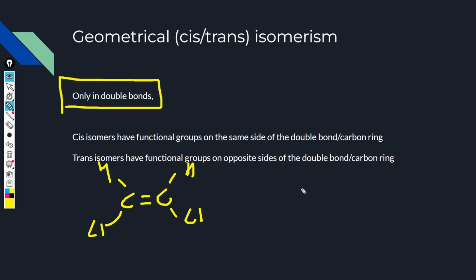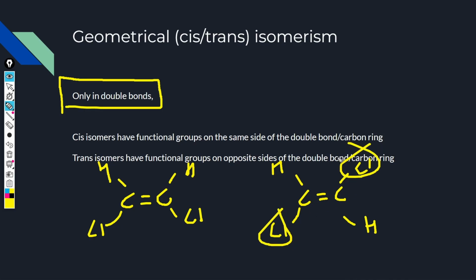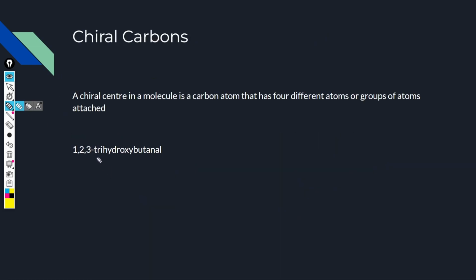So the name of this would be cis-1,2-dichloroethene. However, if I draw this again, like this, and this over here, we can see that the chlorines are on different sides of the carbon double bond. This is why it'll be called trans-1,2-dichloroethene.